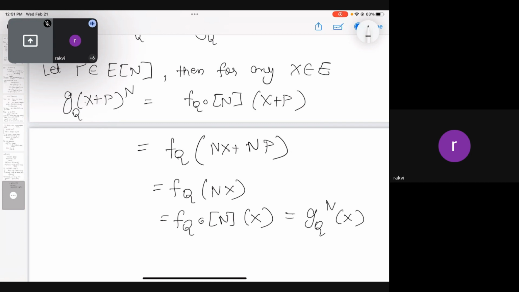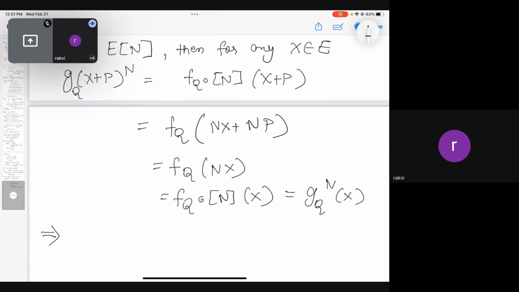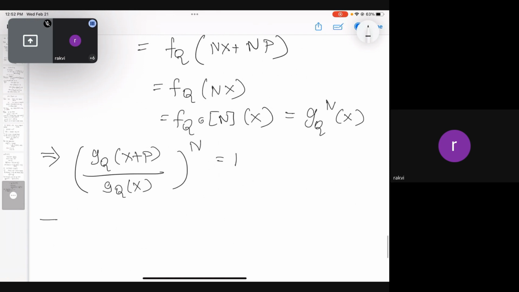And now this equality gives me my root of unity that I want. So gq at x plus p divided by gq at x, to the power n, is 1. Okay. So this implies that this number is some nth root of unity.